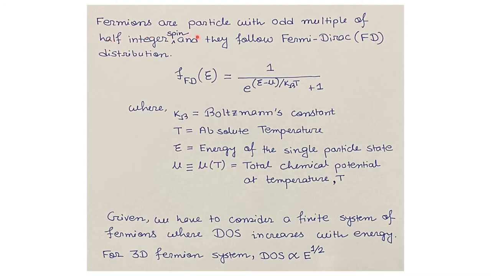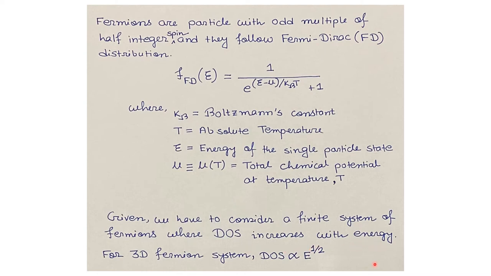We know fermions are particles with odd multiple of half integer spin, and they follow the Fermi-Dirac statistics or Fermi-Dirac distribution. The distribution function is given by 1 by e to the power (E minus mu) by kBT plus 1, where kB is the Boltzmann constant, T is the absolute temperature, E is the energy of the single particle state, and mu is the chemical potential at temperature T. Now it is given in the question, we have to consider a finite system of fermions where DOS, that is density of states, increases with energy.